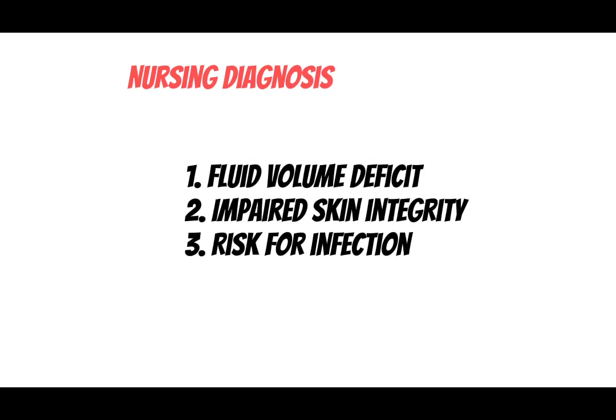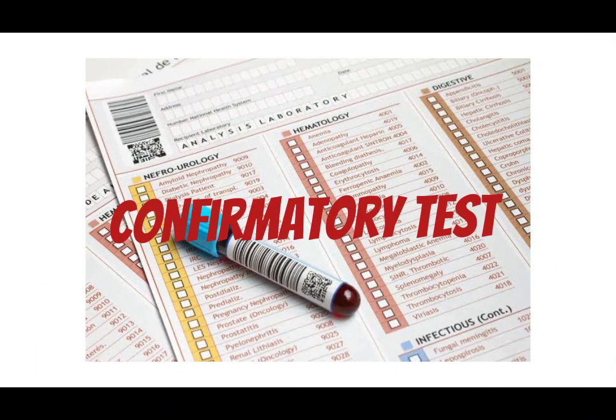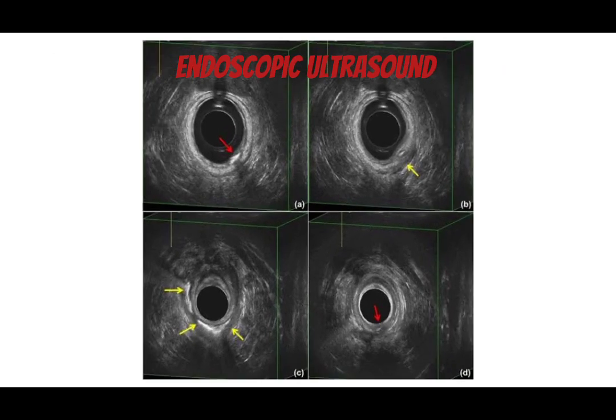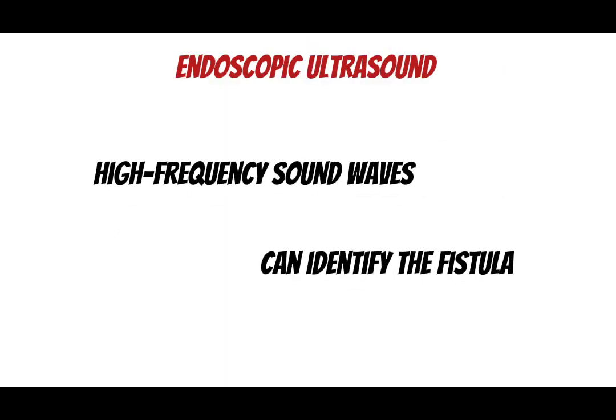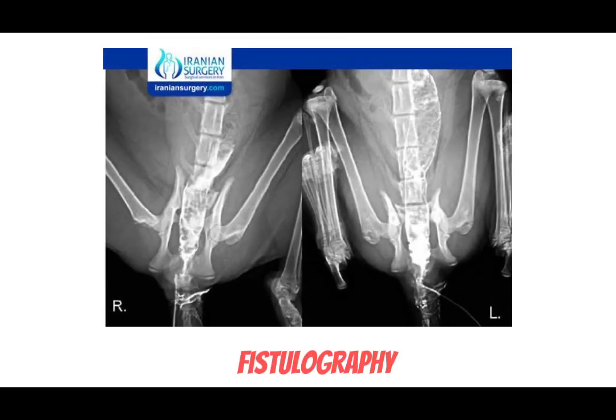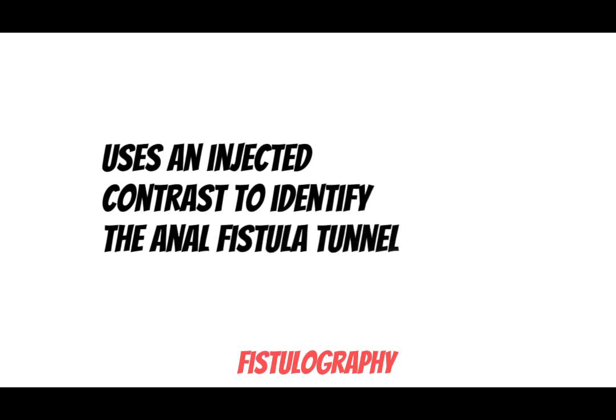Fluid volume deficit. 2. Impaired skin integrity. 3. Risk for infection. The confirmatory tests include endoscopic ultrasound, which uses high-frequency sound waves and can identify the fistula. Another is fistulography, an X-ray of the fistula that uses an injected contrast to identify the anal fistula tunnel.